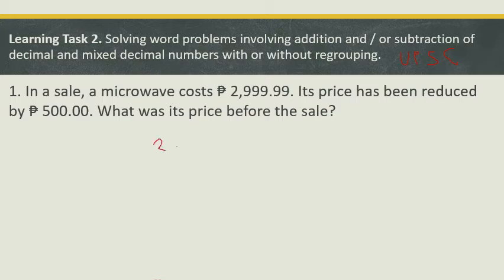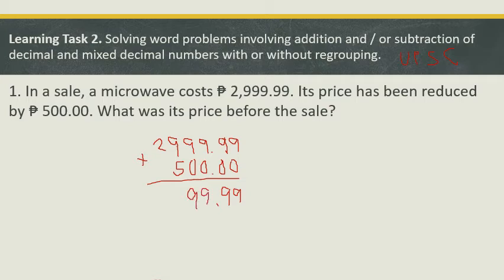So, ito ay 2,999.99 plus 500. Saan natin itatapat ang 500 pesos? Yung pesos niya, yung decimal niya, ito, di ba? Ito yung 00. Simula doon sa decimal point, papuntang kaliwa, isunod lang natin siya. Hindi pwedeng itapat natin sa 2 kasi thousands na tong 2 natin, doon siya sa hundreds. Okay, add natin. 9 plus 0 is 9. 9 plus 0 is 9. Then, yung decimal point natin. 9 plus 0 is 9. 9 plus 0 is 9. 9 plus 5 is 14. So, 4 carry 1. Then, 2 plus 1 is 3. Ibig sabihin, ang price niya bago mag-sale is 3,499 pesos and 99 centavos.